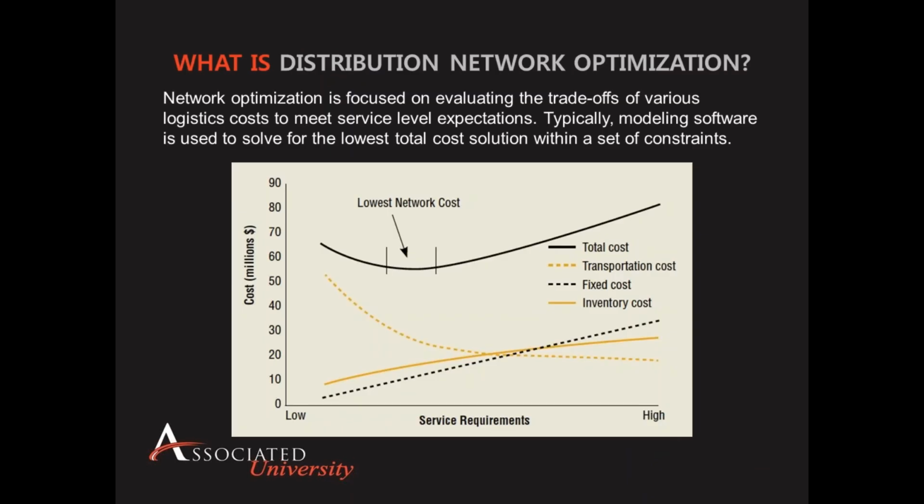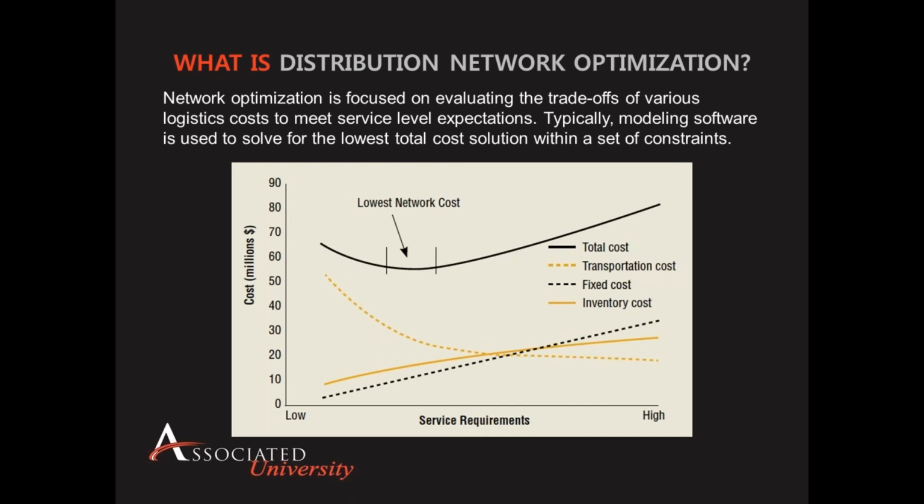So at a very high level, what is distribution network optimization? I would say network optimization is really focused on evaluating all of the logistics costs and the trade-offs of those various costs to meet your service level expectations. It's not just about minimizing transportation, it's not just about reducing facility costs, but it's really looking at all the costs that are involved in your logistics and trying to find the bottom of that curve where the overall costs are lowest within the expectations of your service to your customers.